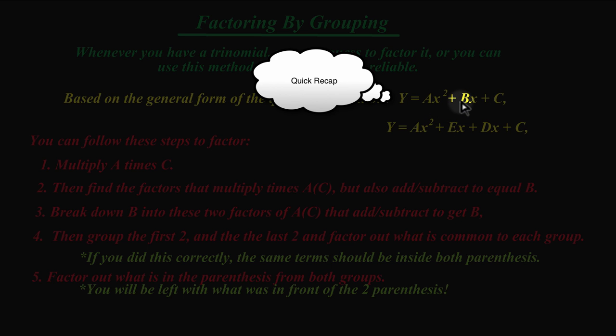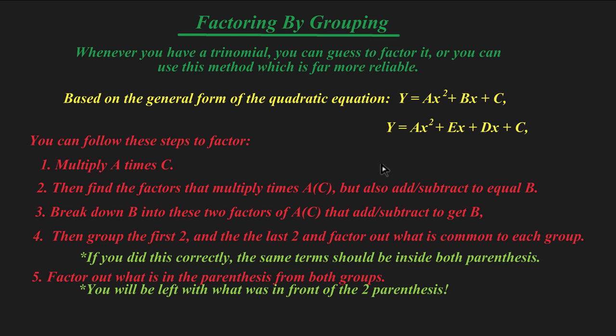Just remember, a times c that add up to b or subtract to b. Then break up, once you get those two numbers, b into those two numbers with the x attached to them. Then factor out what's common to the first 2, what's common to the last 2. What's left should be exactly the same. Factor that out. So check out the beginner, intermediate, and advanced examples.